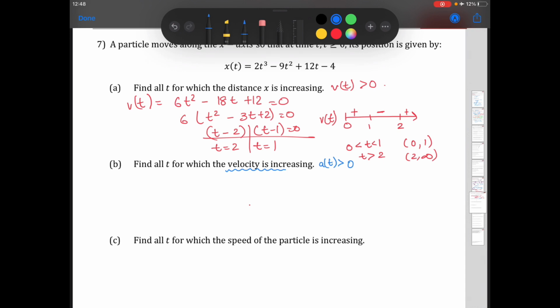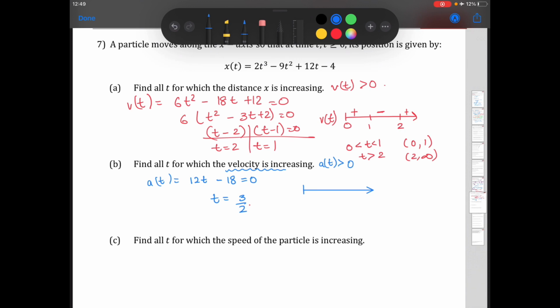So let's do that. I'm going to find acceleration, which is the first derivative of velocity. It's going to be 12t minus 18. If I solve it for t, I get 3 halves. So I'm going to draw my number line because I want to find where my acceleration is positive, meaning where velocity is increasing.